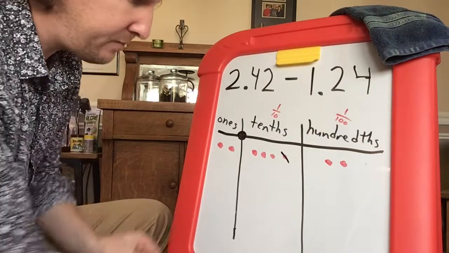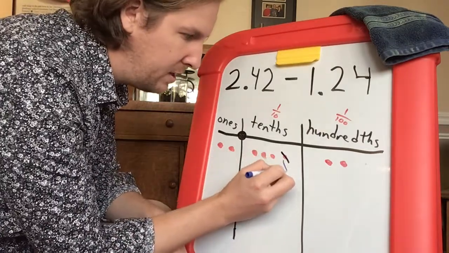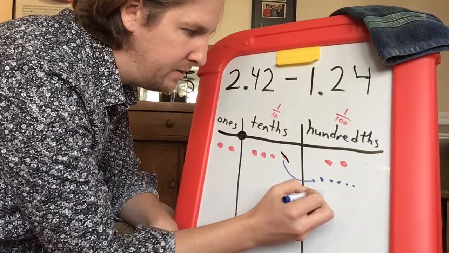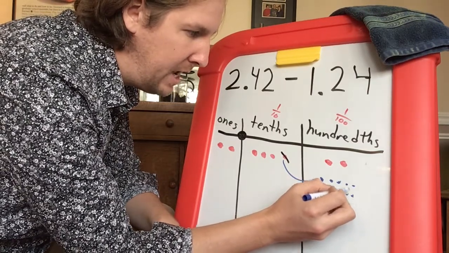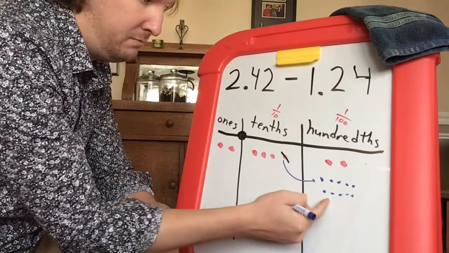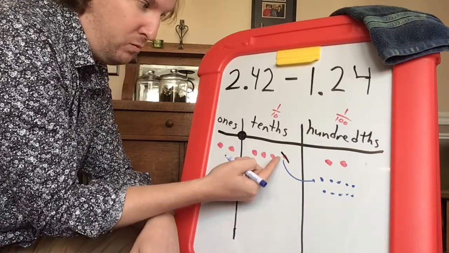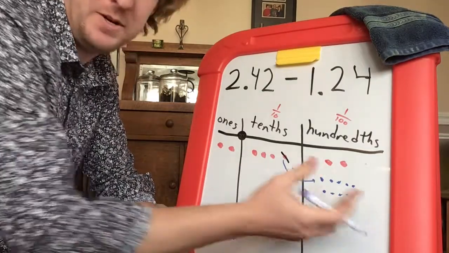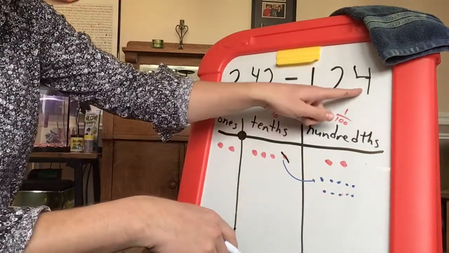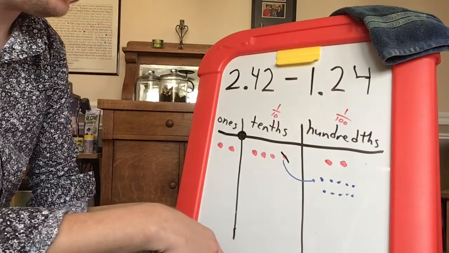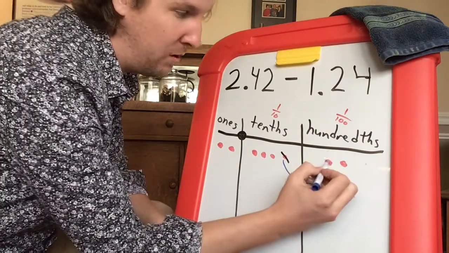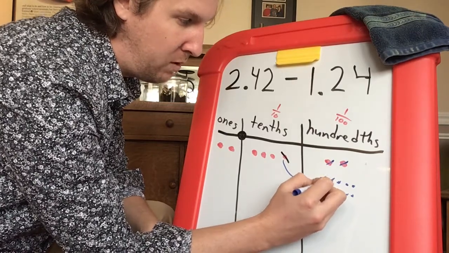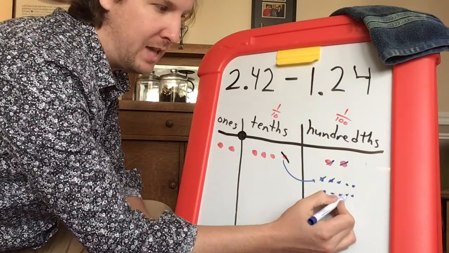Move it over to here. 1, 2, 3, 4, 5, 6, 7, 8, 9, 10. Now, these are the same, right? 1/10 is the same as 10/100. We know it's groups of 10, so I just helped. Now I can take away 4. 1, 2, 3, 4. Done. This is what's left.